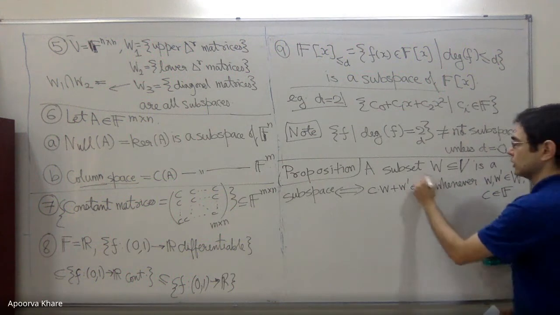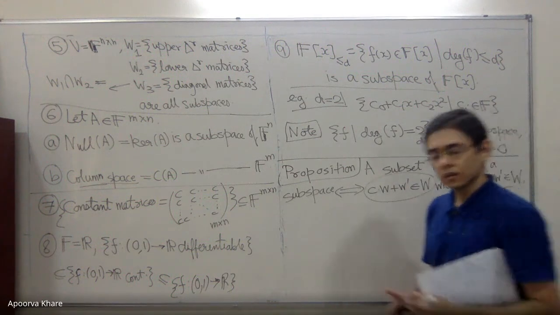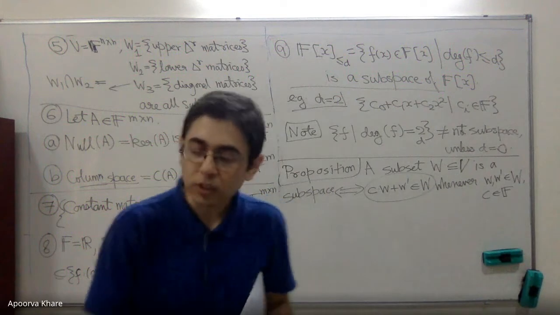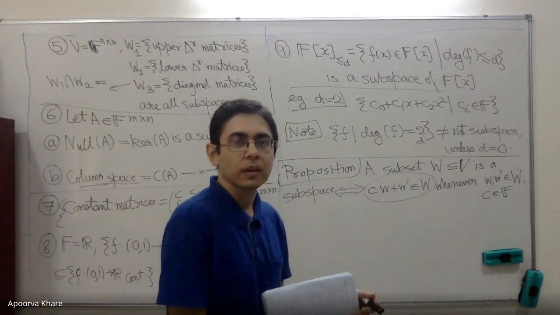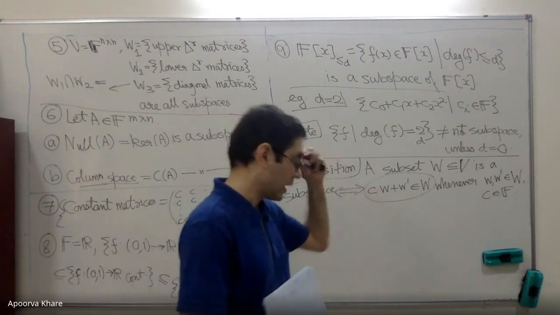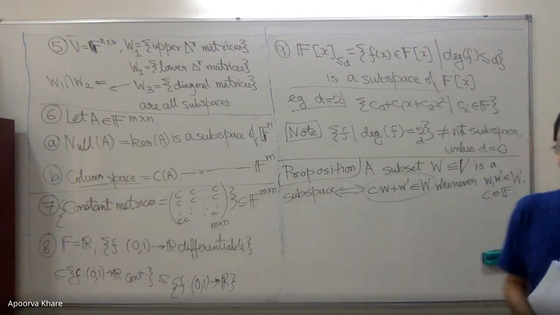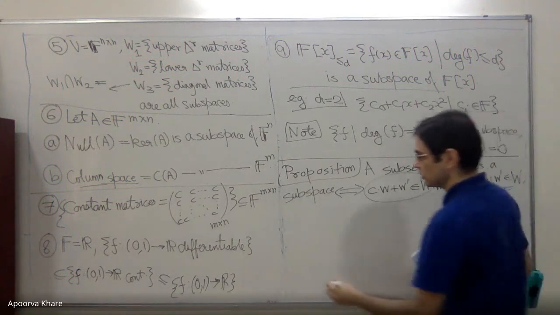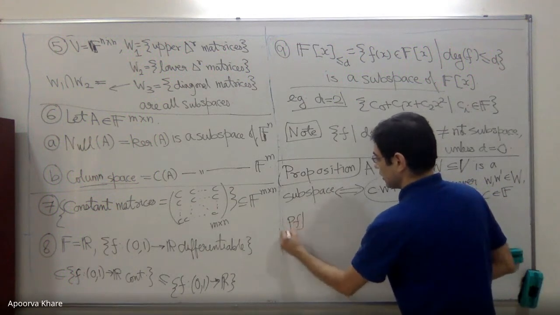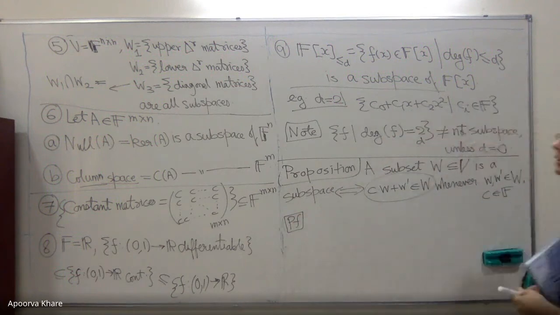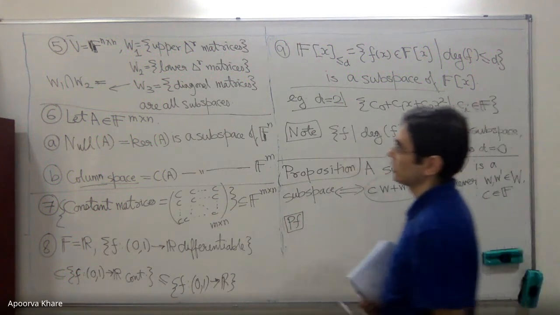This is very useful. It's just saying that you just check that this condition holds for general vectors W and W prime in your subset and general scalar C. Then that subset is actually a subspace. So, the proof. Maybe then I can even tell you how to check these things.